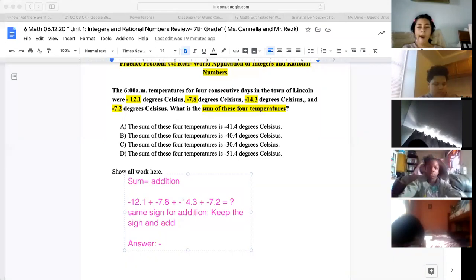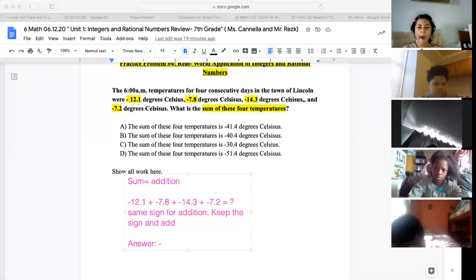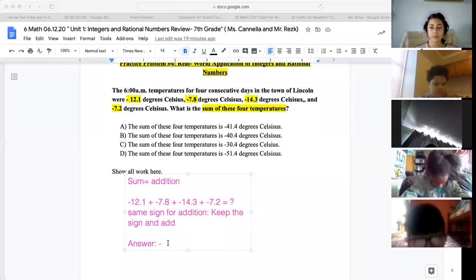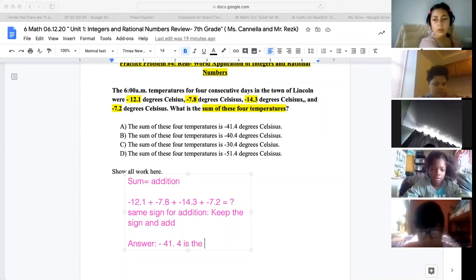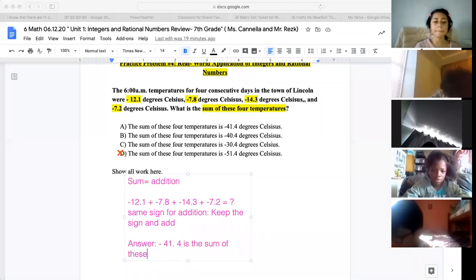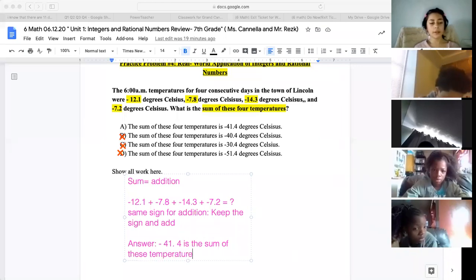Let's call on Omar. What are these numbers equal to when I add them up? What'd you get? 41.4. Good, negative 41.4 is the sum of these temperatures.